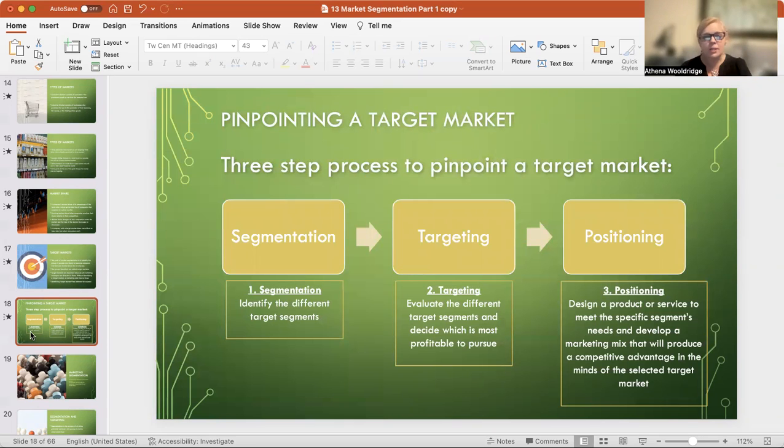We call it STP. This will come up in your subscription boxes: segmentation, targeting, and positioning. STP. You'll hear it over and over again in all of your marketing classes. Segmentation, the ability to identify target segments. Targeting, evaluating these target segments and deciding which is most profitable to pursue. All right. And positioning. How am I going to show that customer that I fit their needs, that this is going to work for you? Okay. So these are all the ways that we do it, and we will get more in detail about this. But remember, STP, segmentation, targeting, positioning, very important to understand.